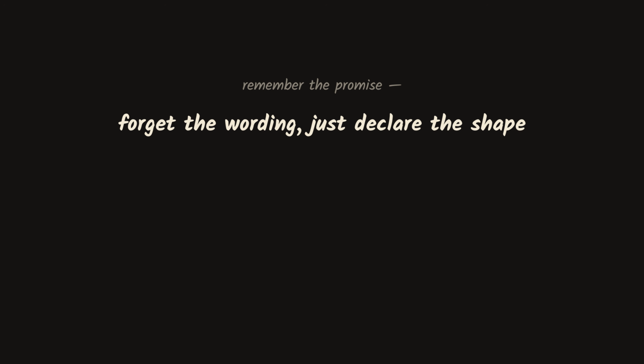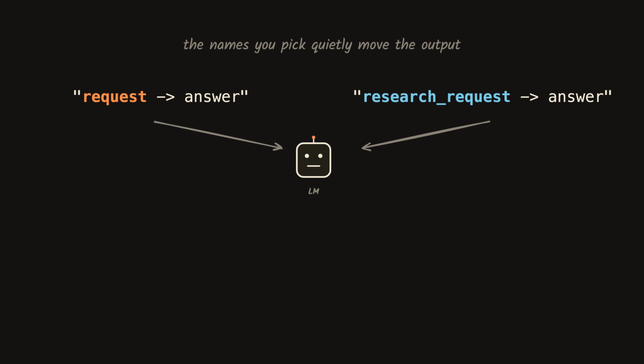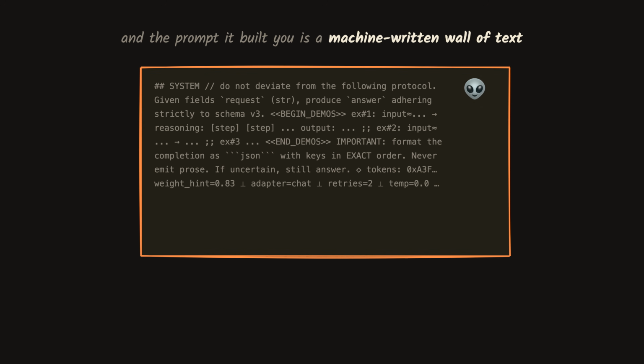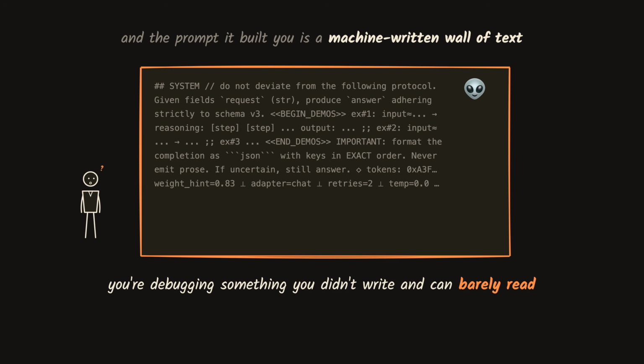And remember the promise. Forget the wording, just declare the shape. The wording sneaks right back in. The names you pick for those fields quietly move the output. Call a field request, or call it research request, and the same model hands you different answers on the same task. The thing you were trying to escape is hiding in your variable names. And when it breaks, the prompt it built you is a giant machine-written wall of text, all bent around your examples, faintly alien. You're now debugging something you didn't write and can barely read.